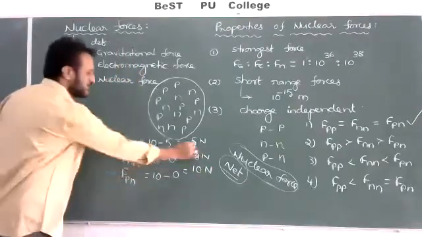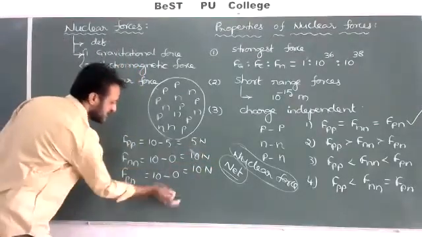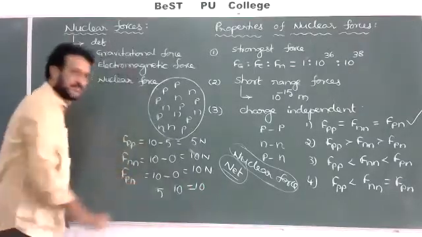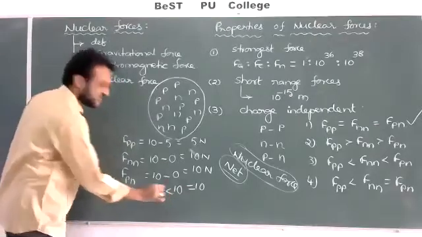Now check here, the first value is equal to 5, the second value 10, the third value also equal to 10. Second and third both are equal, but the first value is less than the second and third.